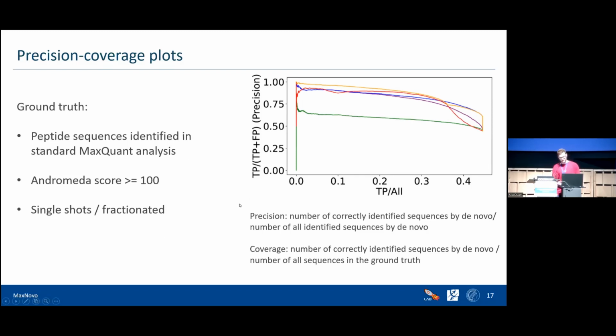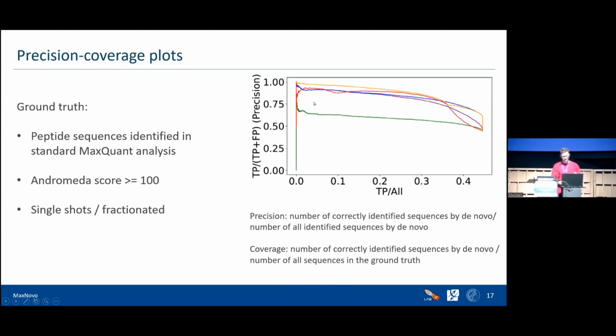Then precision would be the number of correctly identified sequences by de novo, and by correctly I mean they fully match the peptides in the ground truth, divided by the number of all identified sequences by de novo. And the coverage would be the number of correctly identified sequences by de novo divided by the number of all sequences in ground truth.